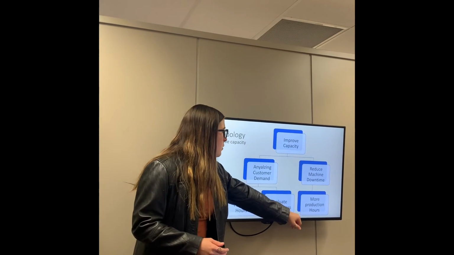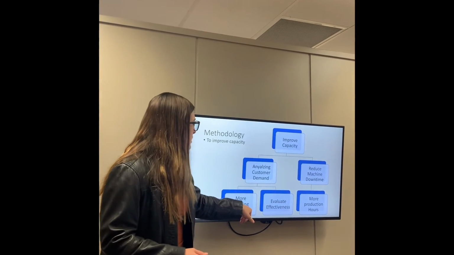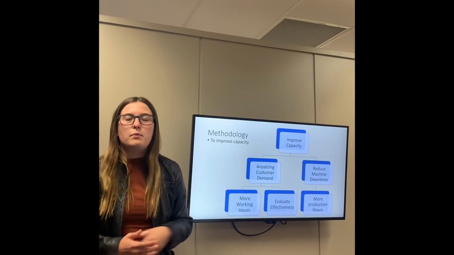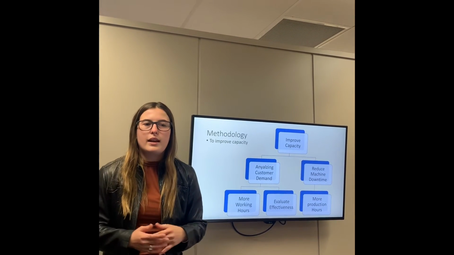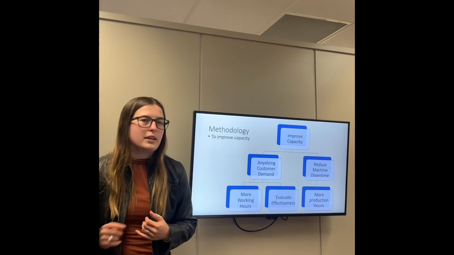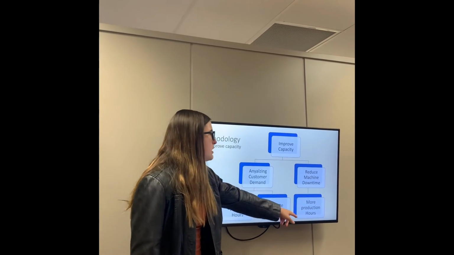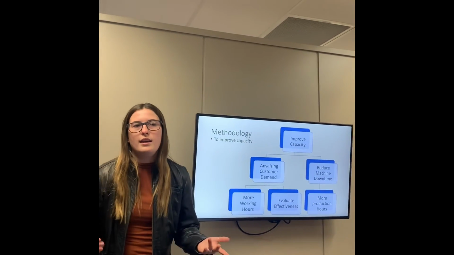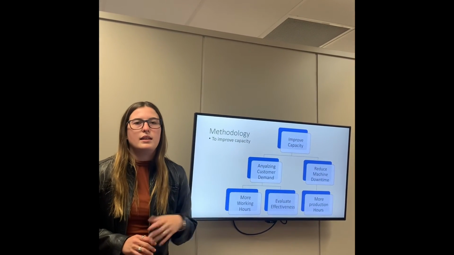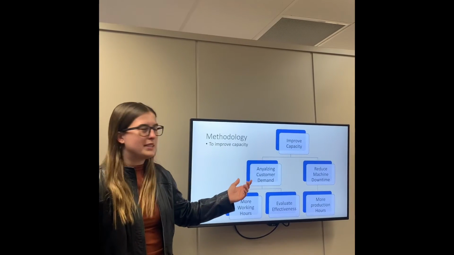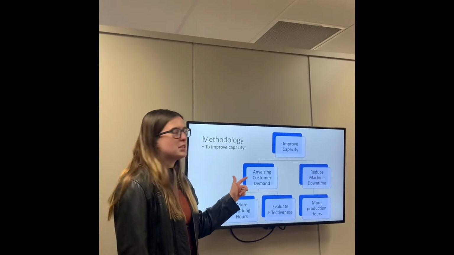Or it also goes down to right here, have more working hours. Get more people to work around the clock, so that your production line keeps going, so it's always making parts. And then it also ties into more production hours for that machine, so that you can reach capacity and have a bigger capacity. So it really comes down to analyzing the customer demand.